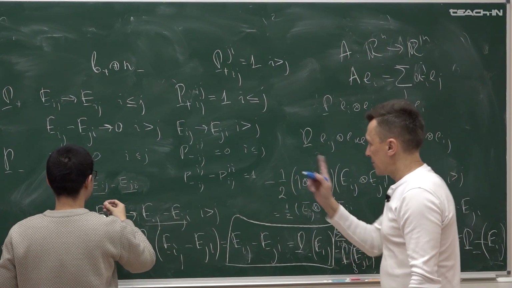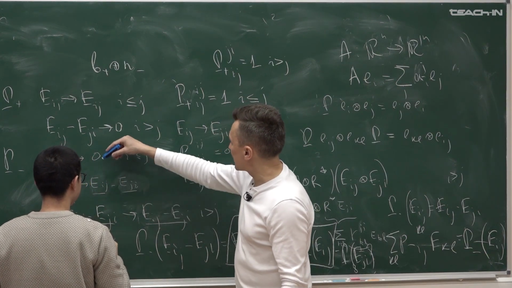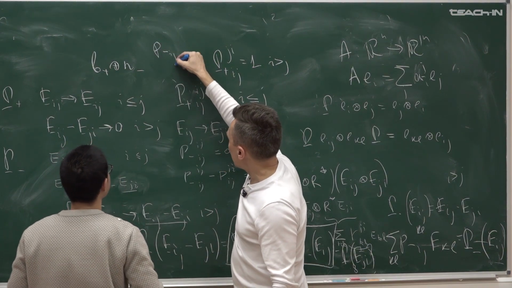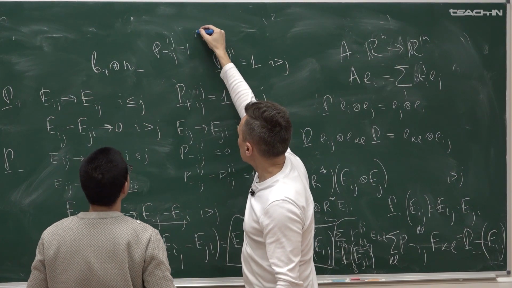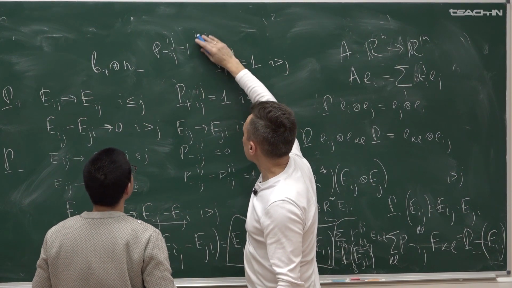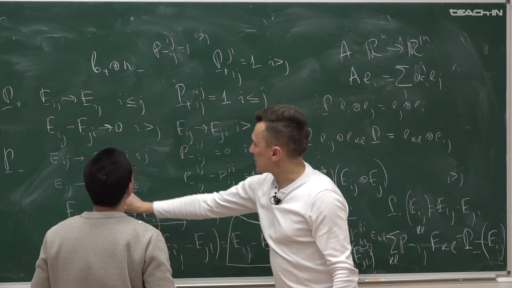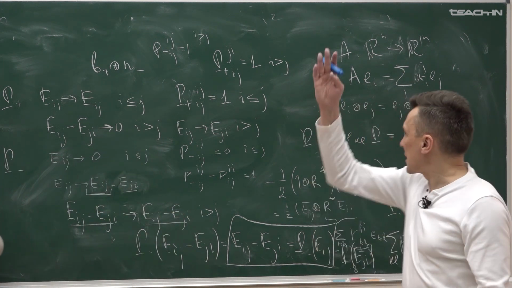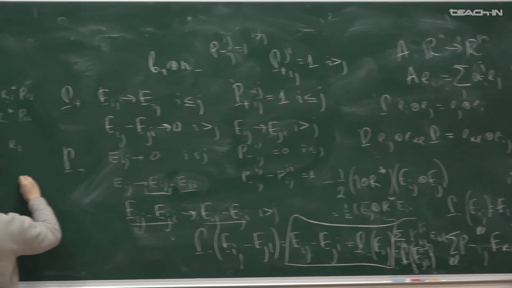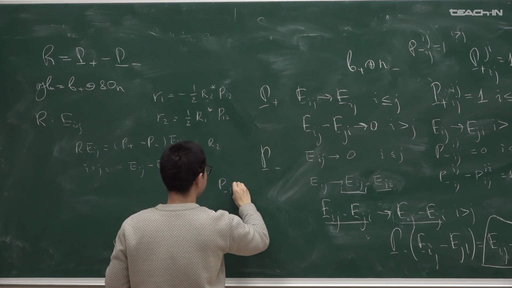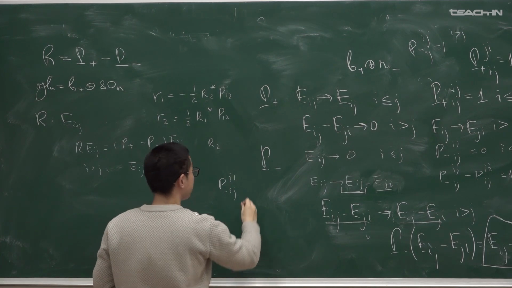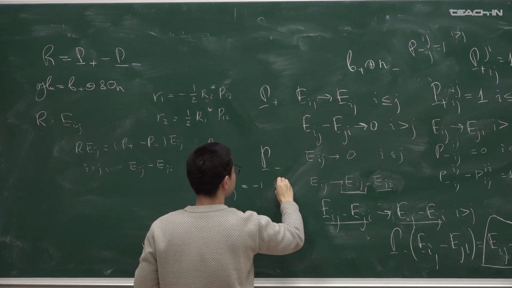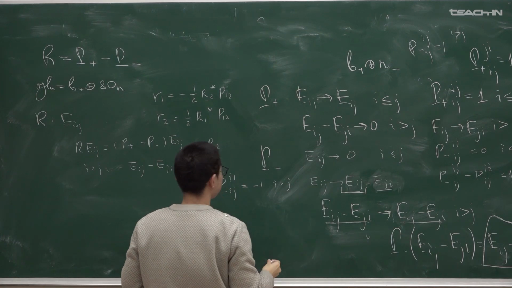So P minus Eij is 1 if i is greater than j. It corresponds to this part. But there is another one in the same column. So P minus of Eij, Eji is equal to minus 1, if i is greater than j. Yes, perfect.